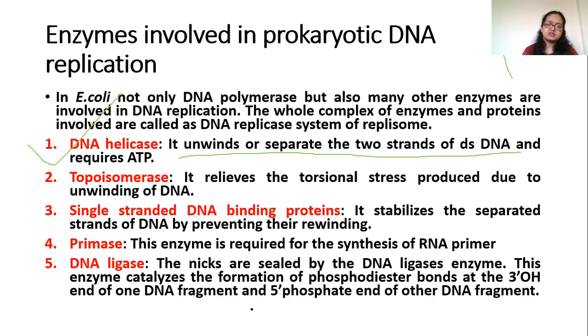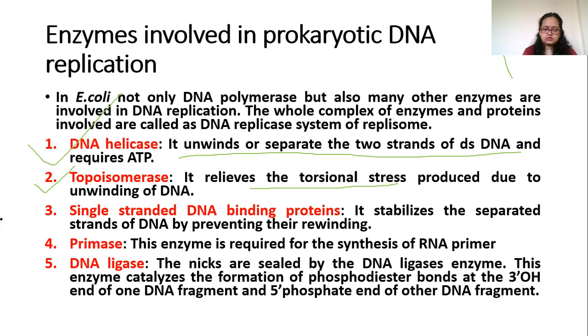Now topoisomerase. Once the DNA unwinds and the two strands are separated, it also generates some torsional stress. When you pull apart the two strands of a rope, what happens at the two ends? Some strain is generated, and that strain must be removed by some enzyme, and this enzyme is called topoisomerase. So it relieves the torsional strain. If that torsional stress is not relieved, what would happen? The replication will not proceed smoothly.